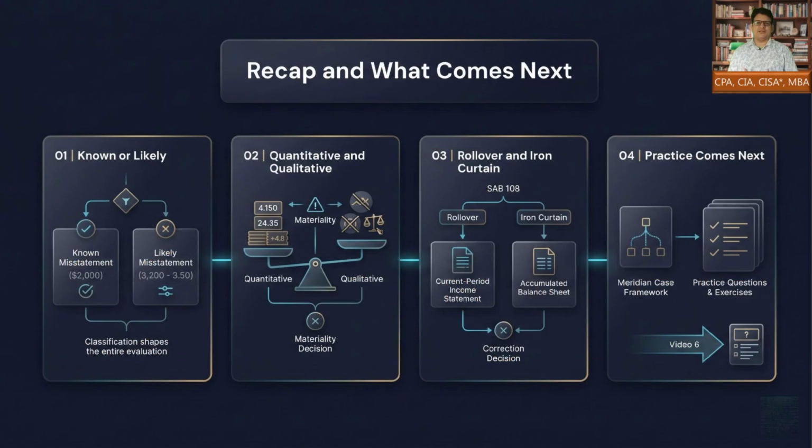That completes our lesson on misstatements and materiality under ASC 250. Remember four essential ideas: classify misstatements as known or likely, evaluate both quantitative and qualitative materiality, apply rollover and iron curtain correctly, and use SAB 108 dual evaluation for SEC registrants. In the next episode, we will bring the whole ASC 250 topic together through practice questions and revision.